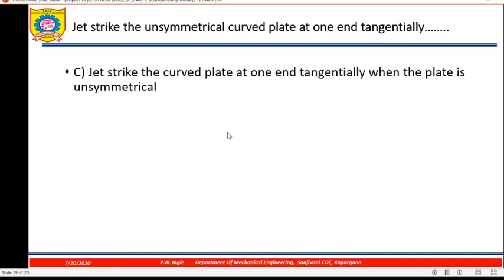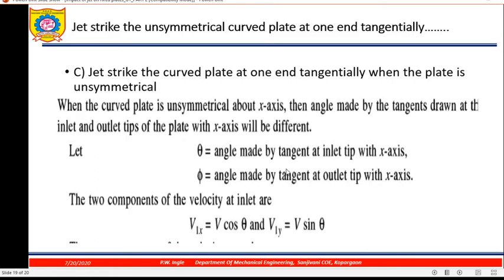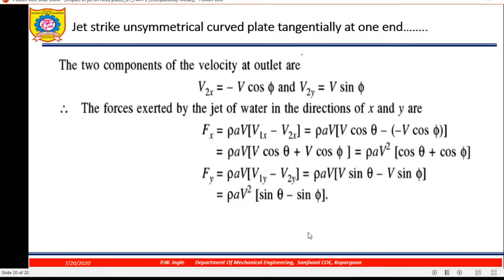Now case number 3. The jet strikes the unsymmetrical curved plate at one end tangentially. Same case, only the angles are different, the plate is unsymmetrical. So theta is the angle made by the tangent at the inlet tip with the x-axis, and phi is the angle made by the tangent at the outlet tip with the x-axis. The two components of velocity at inlet are v cos theta and v sin theta, and the two components of velocity at outlet are v2x equal to minus v cos phi, and v2y equal to v sin phi.